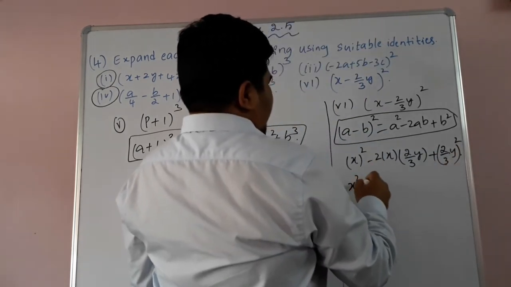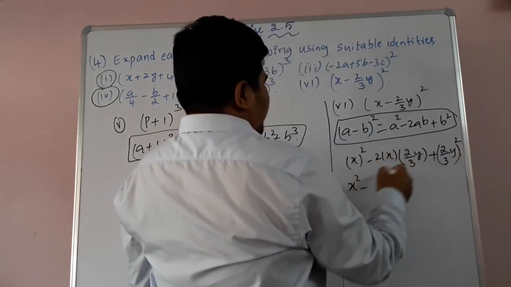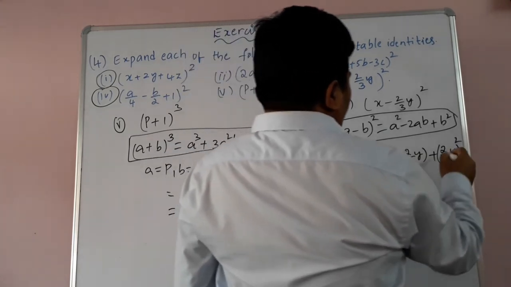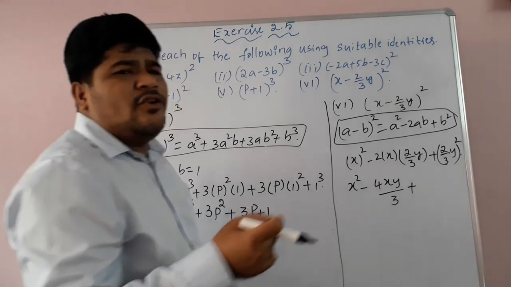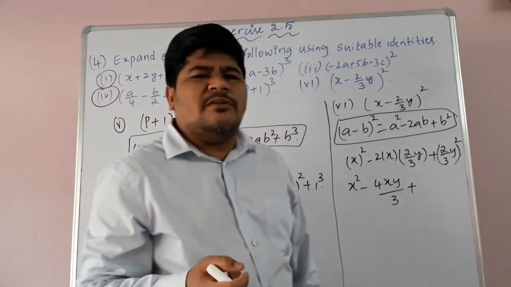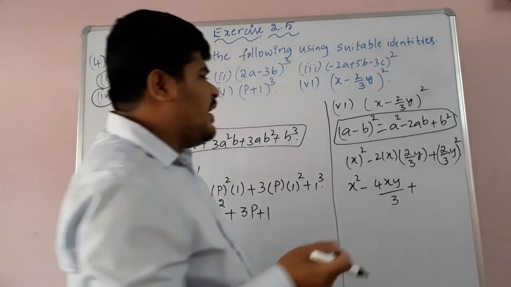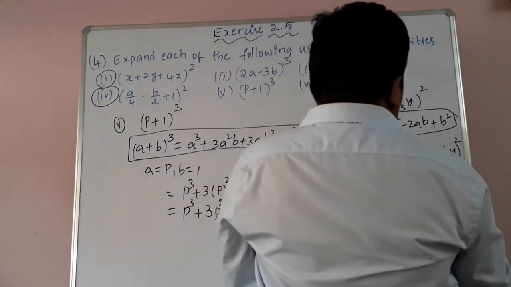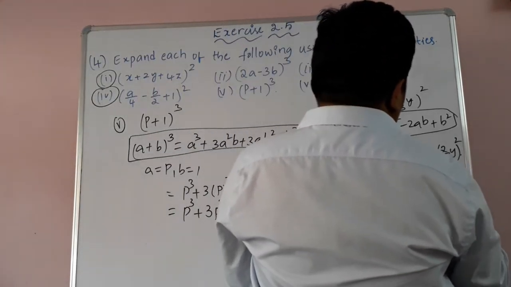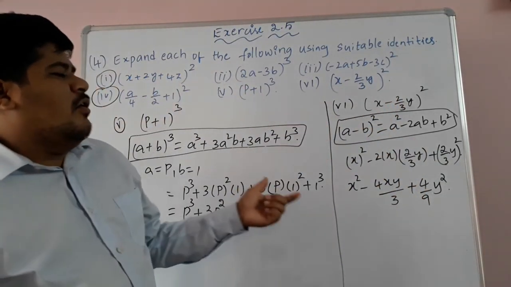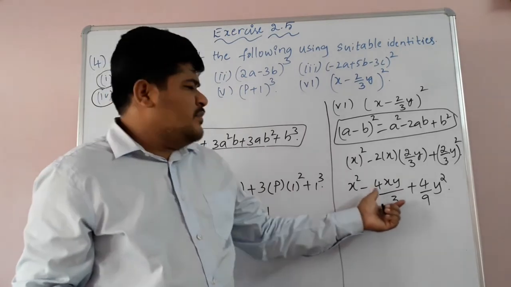So that is equal to x square minus 2 twos are 4 into xy, minus 4xy by 3, plus 2 by 3y whole square, children. A into b whole power m means a to the power of m into b to the power of m. So 2 by 3y whole square is 2 by 3 whole square, that is 4 by 9 into y square. So 4 by 9 y square. Okay. So, children, this is the expansion of x minus 2 by 3 y whole square. Okay. So this is the way to solve.